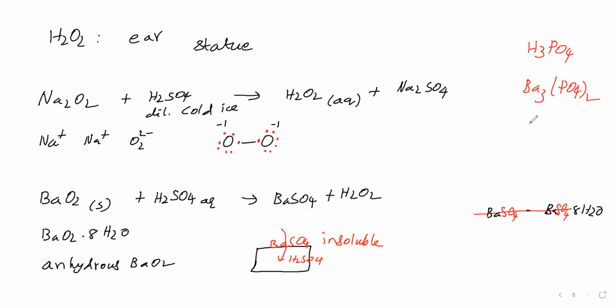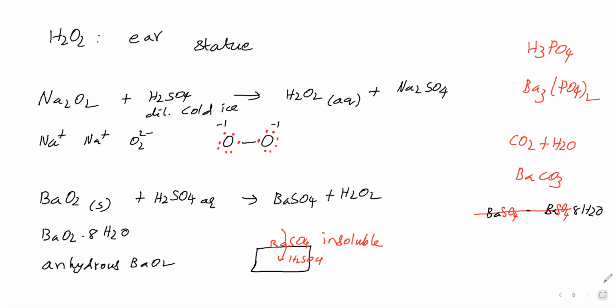Even instead of H3PO4, we can pass carbon dioxide and water. Then barium precipitates as barium carbonate, and peroxide becomes hydrogen peroxide. These are the laboratory preparations of hydrogen peroxide.